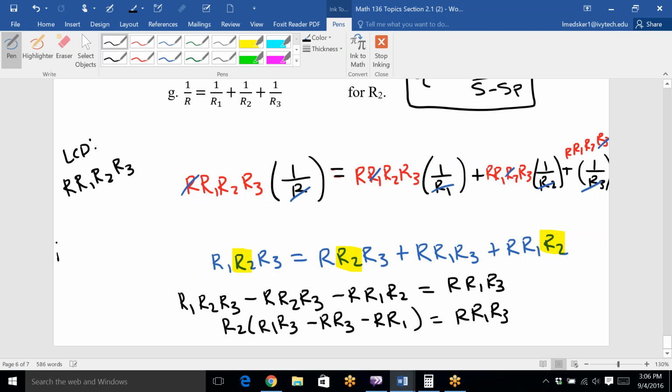And so my final answer, since I'm running out of room, I'm going to write it over here. You'd have R2 equals, this is the numerator because that was the part that was left over there, so R, R1, R3, all divided by R1, R3 minus RR3 minus RR1.